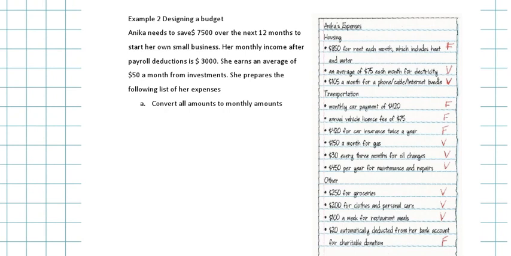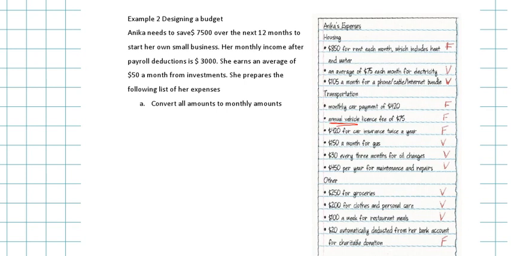Annual vehicle license fee, right? So this is something that's annual. I have to convert it to monthly. What do I do? Divide by 12. We're going to put everything to the nearest whole number, so we're going to say it's about 6.